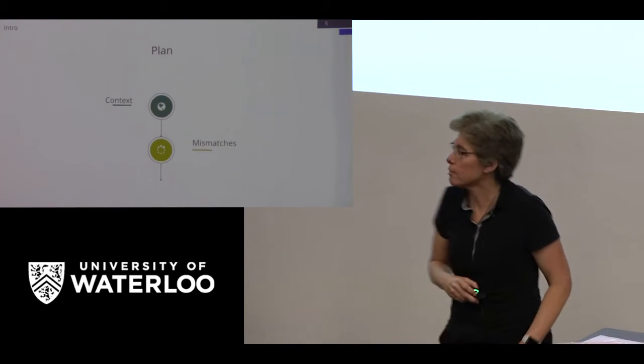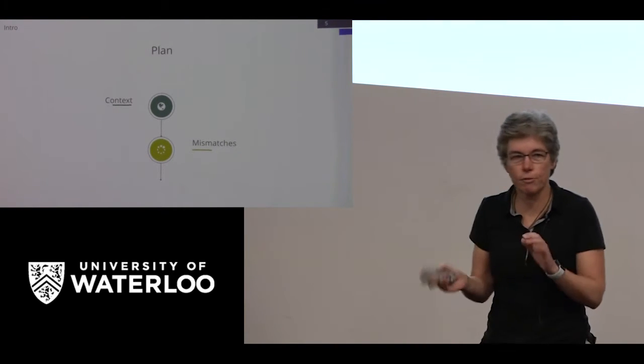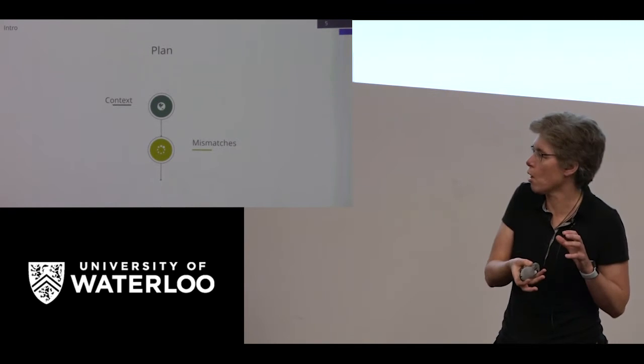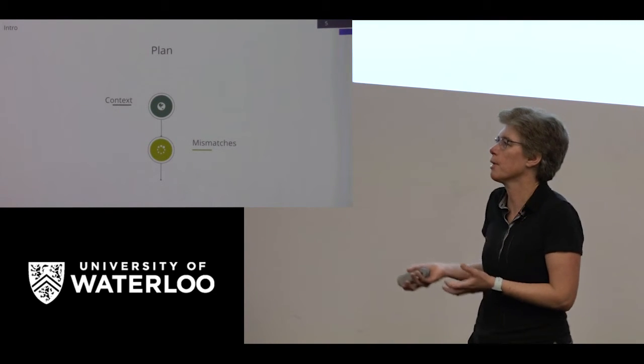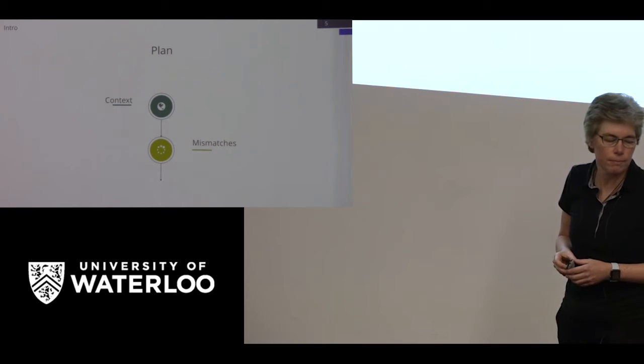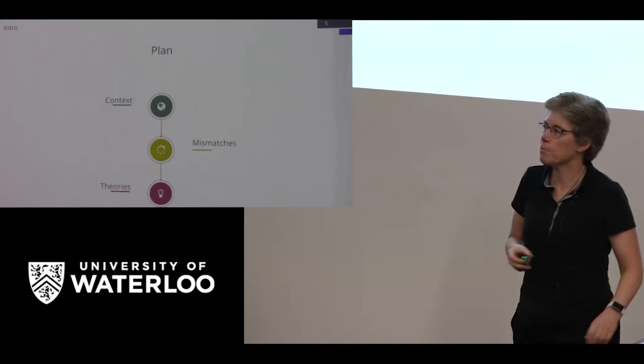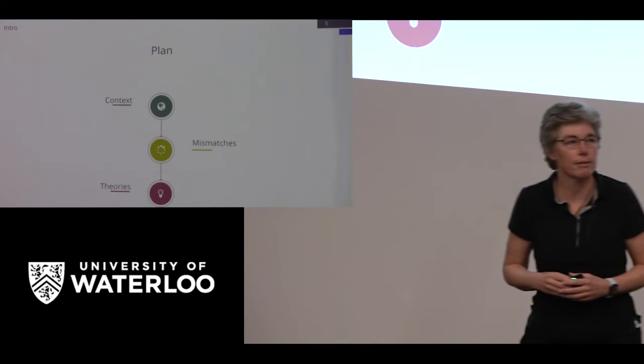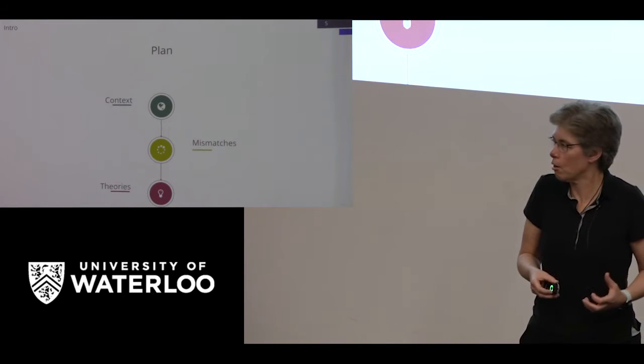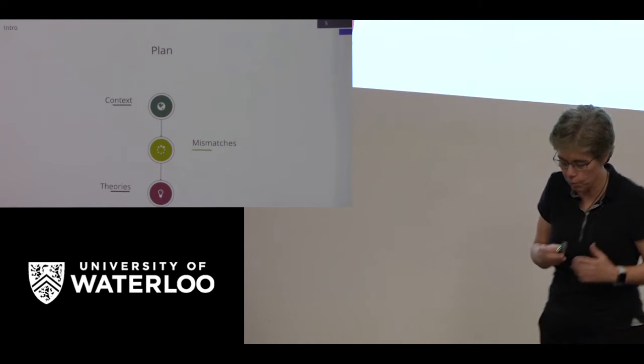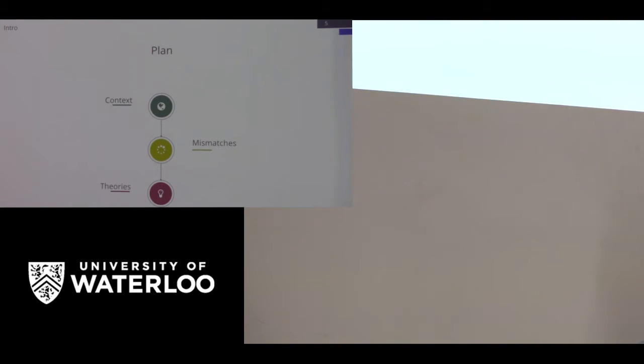Once we have some context of what we're interested in doing, we can start to look for these mismatches between how people work and the tools that we're giving them to do that work. Once we've got the mismatches, we can start thinking about the theories. What might make it better? How might we bridge between what we're providing them and what we're showing them?